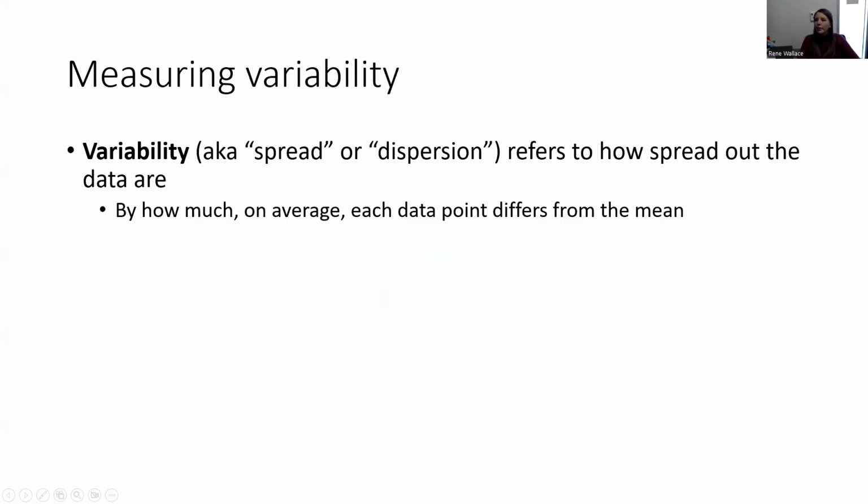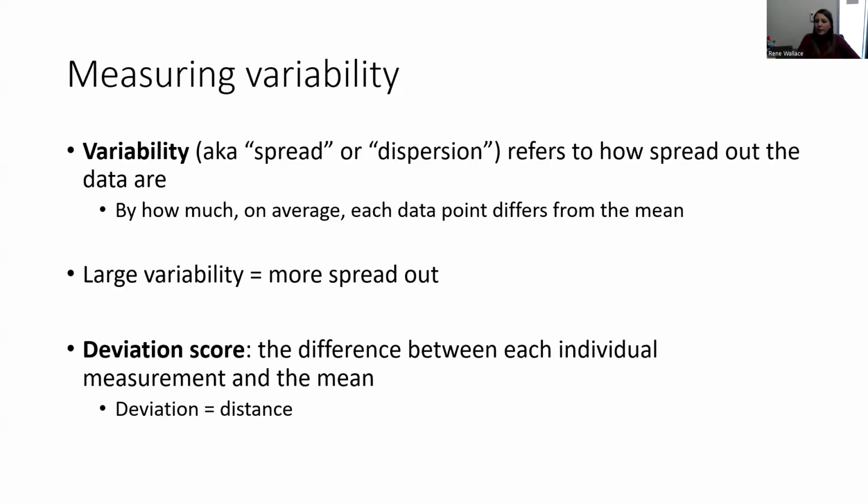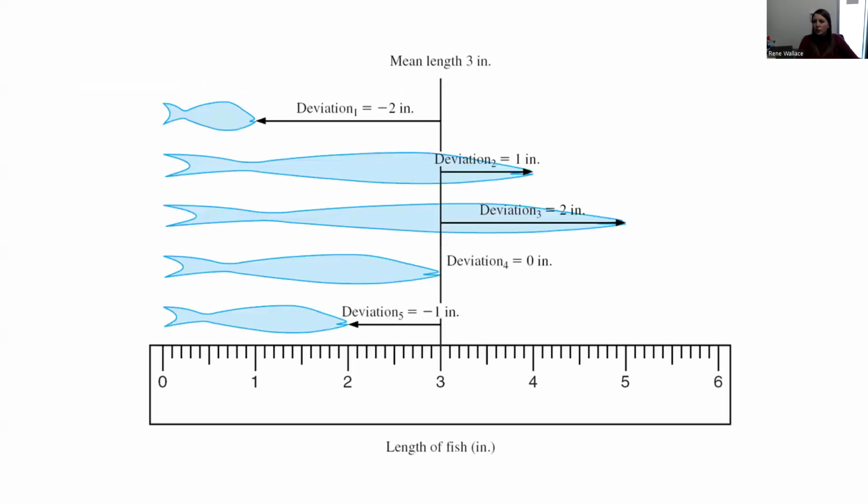So measuring variability, the spread or dispersion, refers to how spread out the data are, by how much, on average, each data point differs from the mean. We care about that because larger variability means these scores are more spread out. The deviation score is the difference between each individual measurement and the mean. So deviation is the distance, right? And we want to standardize that deviation. We want to have standard deviations.